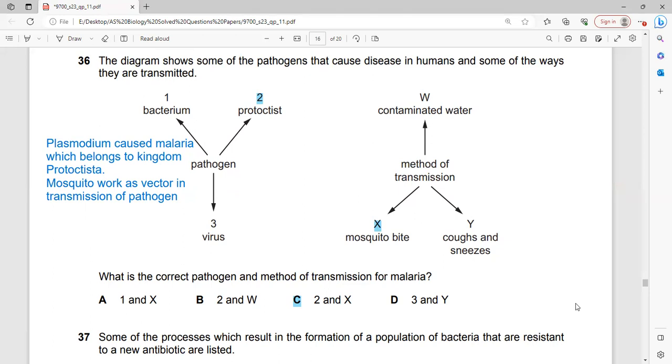That's a Protoctist pathogen, while it is transferred by a vector animal, that is the mosquito. So the mosquito is responsible for transferring the Plasmodium from an infected person to a healthy person. So that's why X is our correct option. So C is our correct option here, 2 and X.